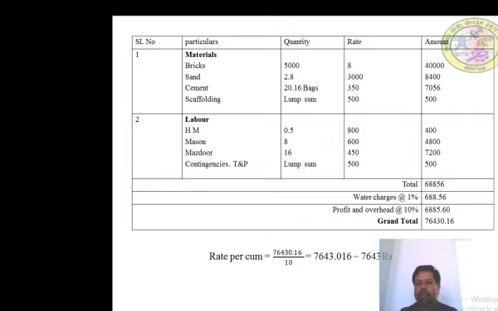Scaffolding is lump sum 500. Amount: 5,000 into 8 equals 40,000. Sand 2.8 cubic meter into 3,000 is 8,400. Cement 20.16, taken as 21 bags, at rate 350 is 7,350. And the lump sum is 500. So the material portion is completed, and then the labor portion.